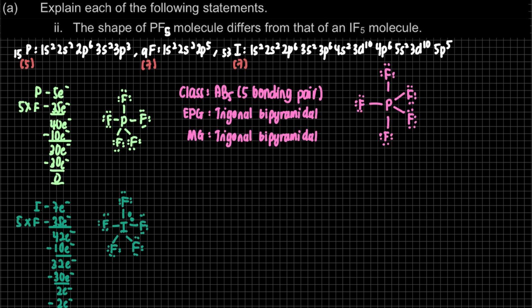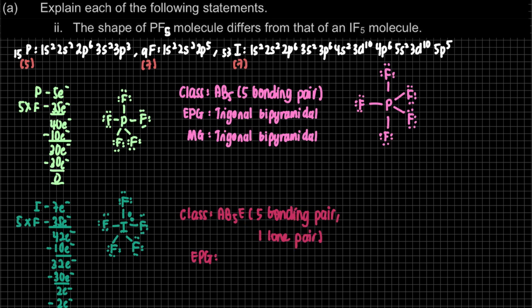Next, what we have to do is determine the class. So class is AB_xE_y, B bonding pair, E lone pair. So A is for our central atom lah. So bonding pair we have 1, 2, 3, 4, 5. Lone pair we have 1. So AB5E1, or AB5E is also fine. Don't forget to explain what B5 and E1 mean. It means that we have 5 bonding pairs and 1 lone pair.